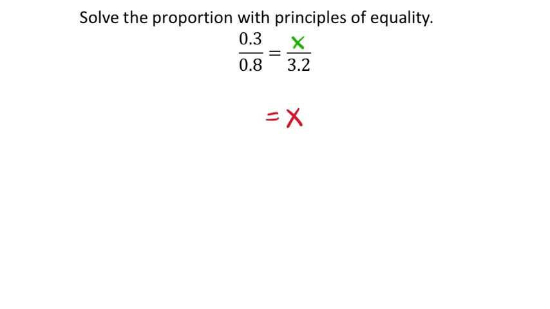So I'm going to take that divide by 3.2 and multiply instead. Now again, I've done that on the right side, multiplied by 3.2. But since I've done it on the right, I must also do it to the left. 3.2 divided by 3.2 is 1, and that's where the 1 comes from. And the rest of this I can just plug into the calculator: 3.2 times 0.3 over 0.8. And when you do that, you're going to get 1.2.